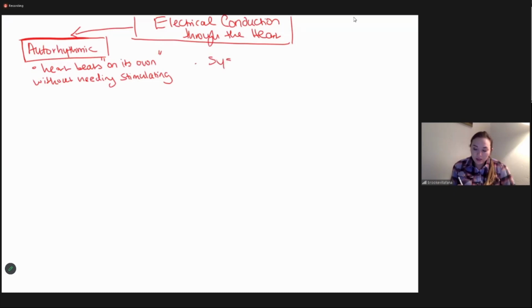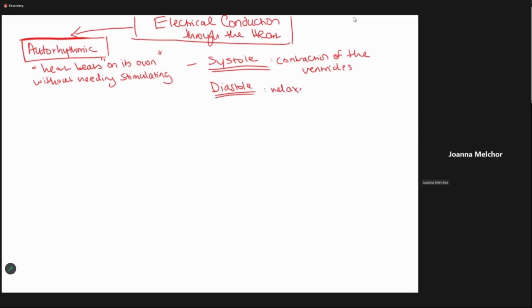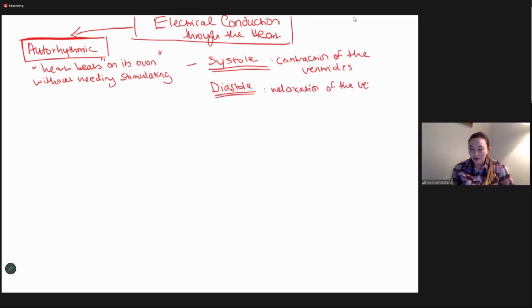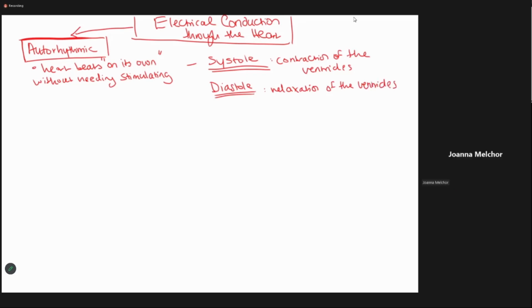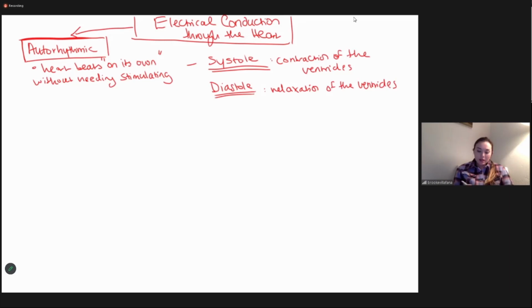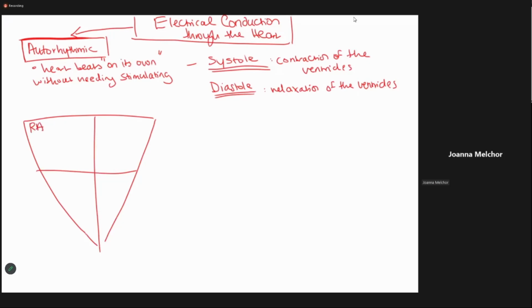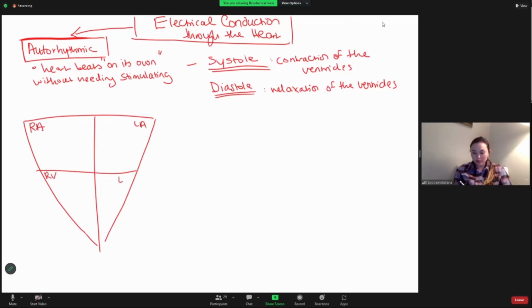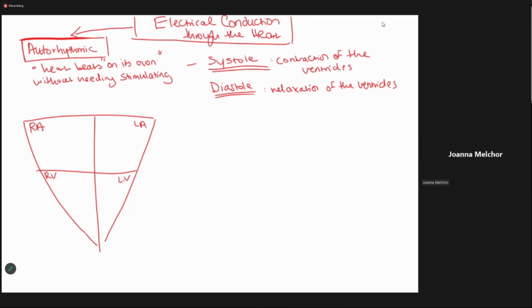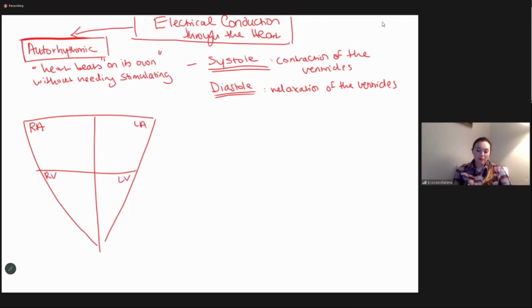So the systole of the heart is the contraction of the ventricles. So the contraction of the heart when it's pumping, and then diastole is the relaxation. And then we're going to start talking about how that actually happens when we look at the electrical signal. So the heart has our 4 chambers we talked about last time: right atria, right ventricle, left atria, and left ventricle. And what we're going to see is there are different nodes that go throughout those chambers.